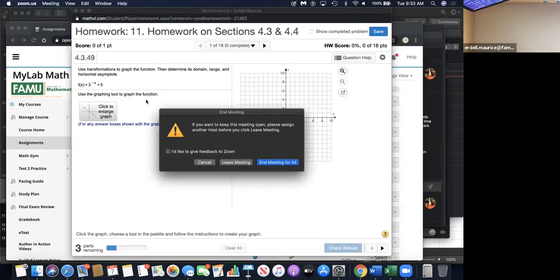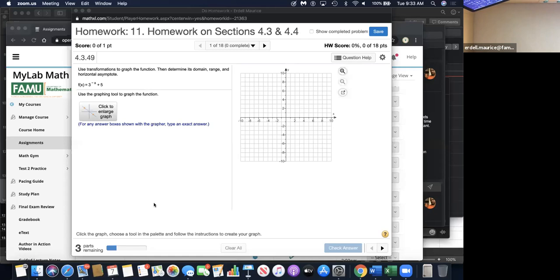All right. So the place I wanted to start today, right here, was with the homework. What I want to start with is a few of the homework examples to see where we're at. So in this graph, it says use transformations to graph the function, then determine the domain and the range and the horizontal asymptote of the graph.